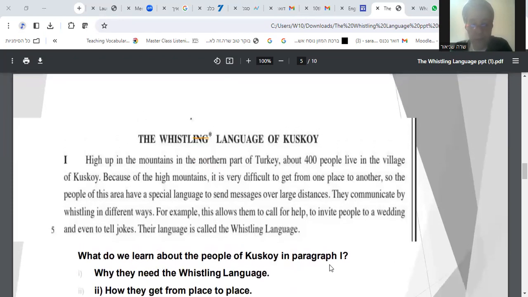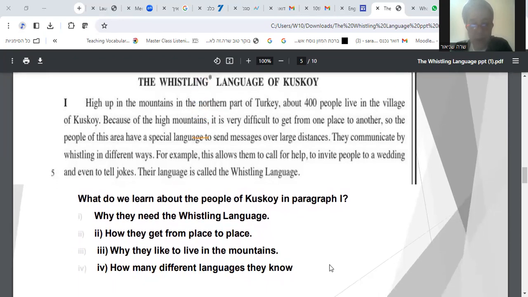So, why they need the whistling language, how they get from place to place, why they like to live in the mountains, and how many different languages they know. So what do we learn? See, here are the answers. Okay, so there's 1, 2, 3, and 4. So there are a few ways to answer these questions.